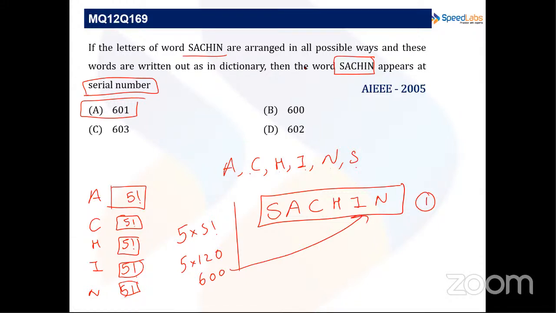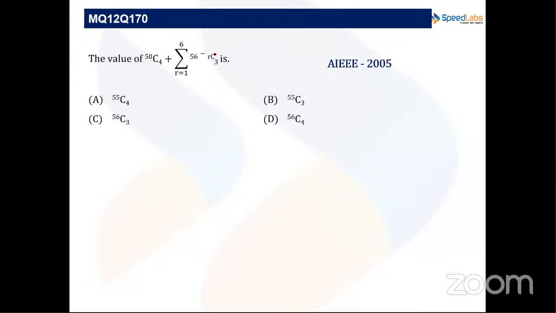Now, I am giving you 30 seconds for this question. Do it. This is summation r equals 1 to 3 of (56-r)C3, and this is 54C4. It is a very simple question. You have to just use one property we have already covered. Okay, so let's start.